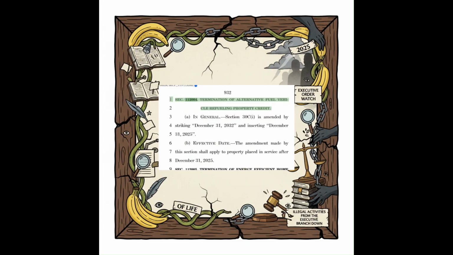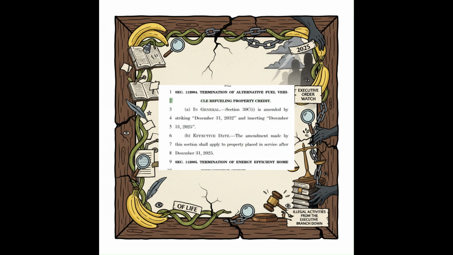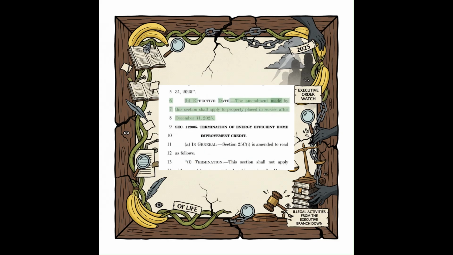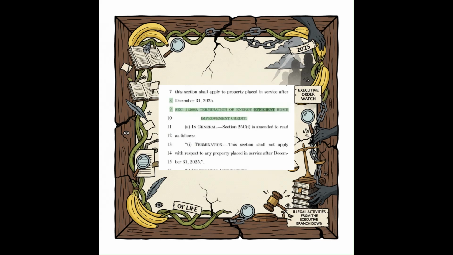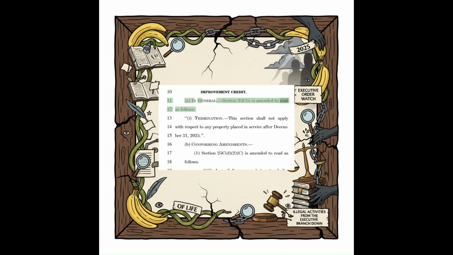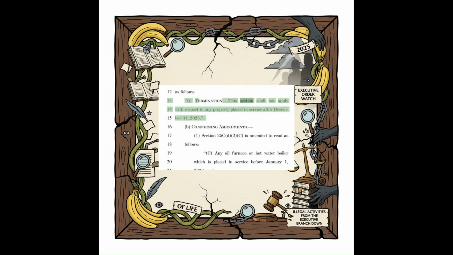932. Sec. 11004. Termination of alternative fuel vehicle refueling property credit. Section 30C is amended by striking December 31st, 2032, and inserting December 31, 2025. The amendment made by this section shall apply to property placed in service after December 31, 2025. Sec. 11005. Termination of energy efficient home improvement credit. Section 25C is amended to read as follows. This section shall not apply with respect to any property placed in service after December 31, 2025.